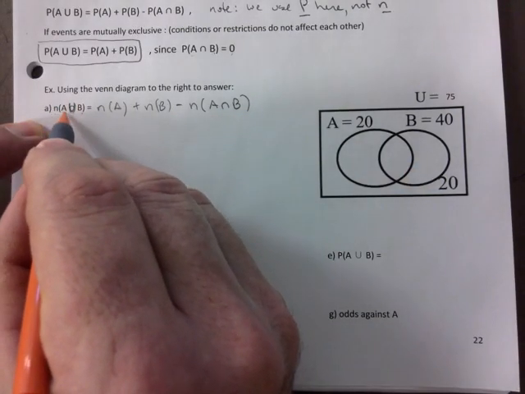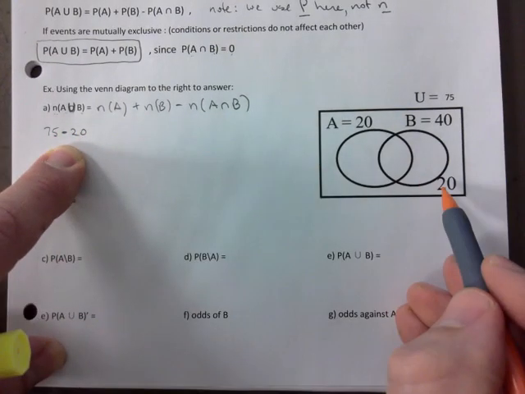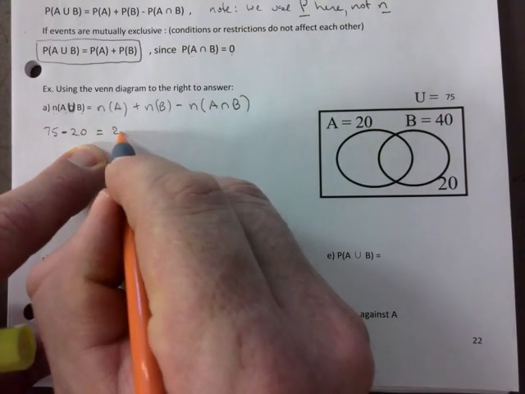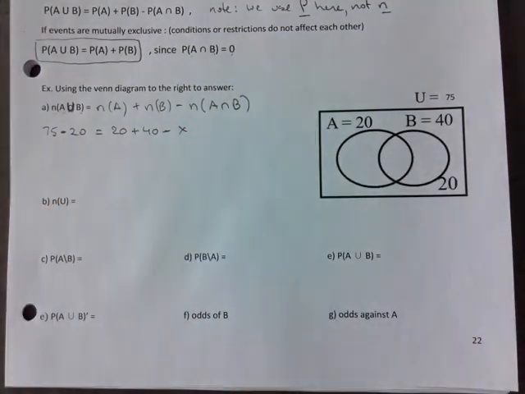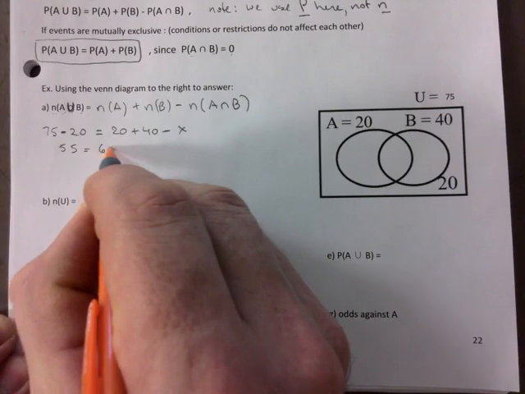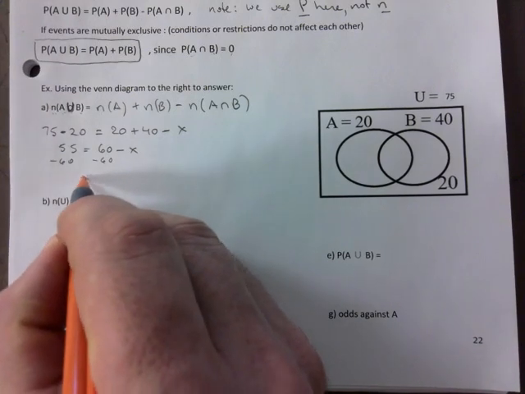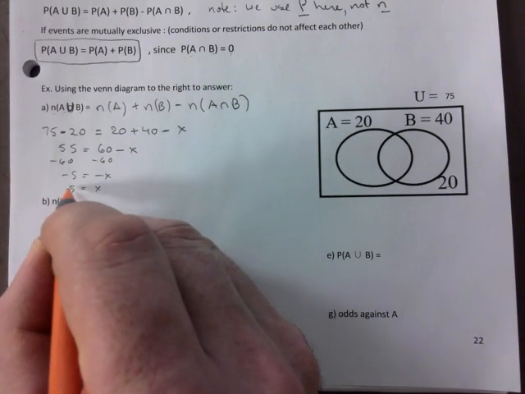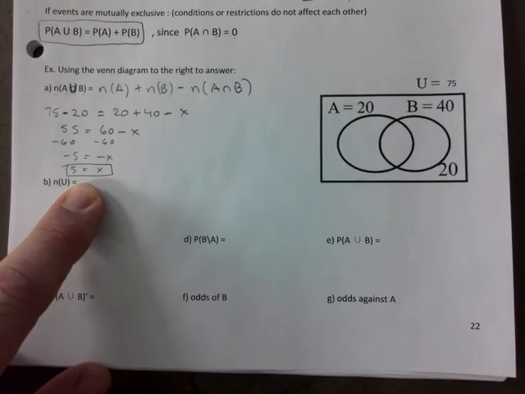Remember this part, the OR? We go 75, but you never want to miss the fact that you have to subtract the outliers. So we're going to go universal minus the outliers is equal to A plus B minus, we call that X, the intersection. So 55 is equal to 60 minus X. You subtract 60 from both sides. Minus X is equal to negative 5. And so X is equal to 5.